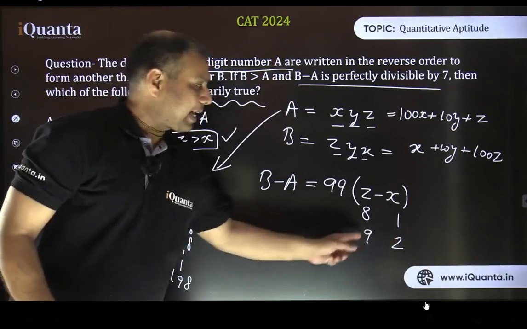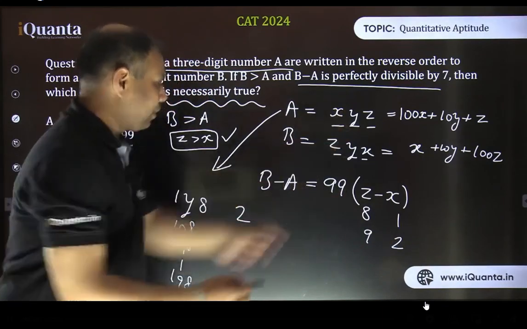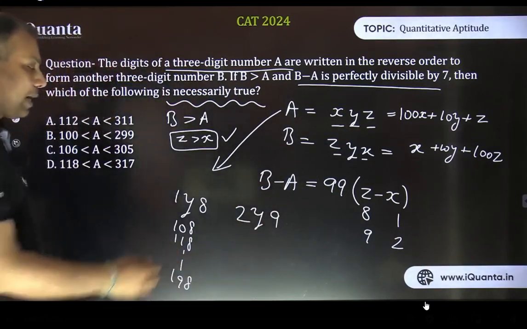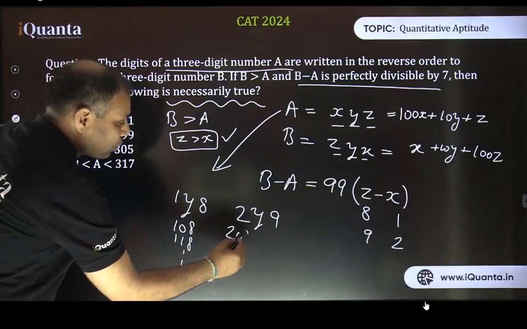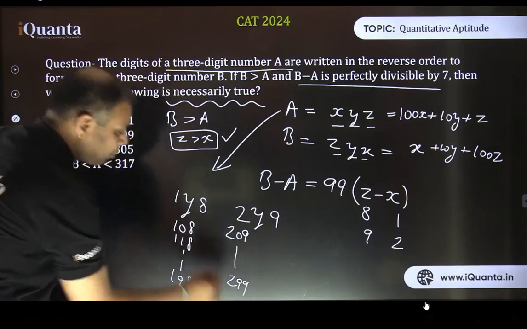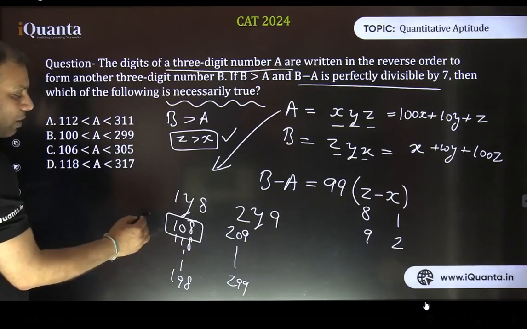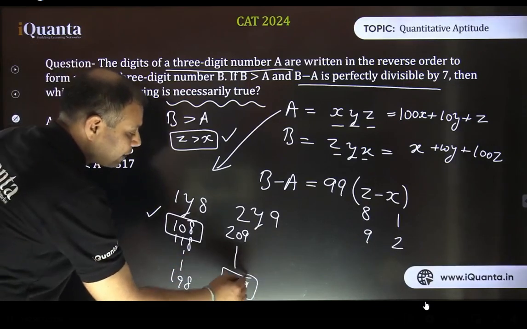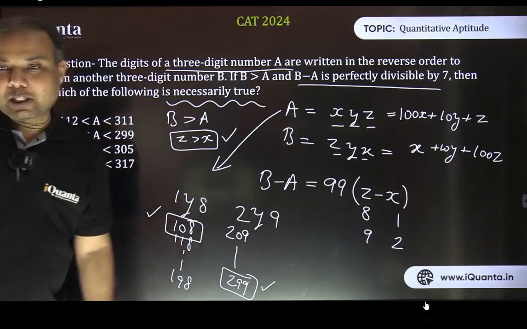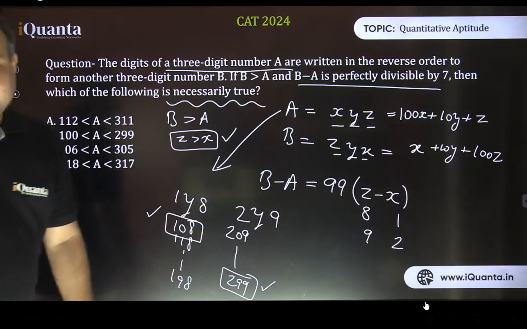In the other case, if I take X to be 2, then Z would be 9. So 2Y9. Again, Y can be anything from 0 to 9. So 209 up to 299. So the smallest value possible for the three-digit number A is 108, and the largest is 299. So these are total 20 values possible for this number. Now let's see the question.